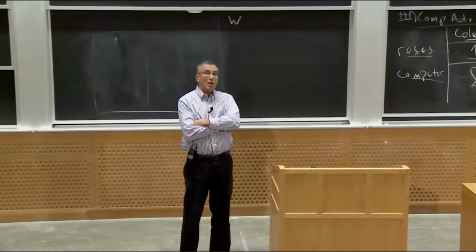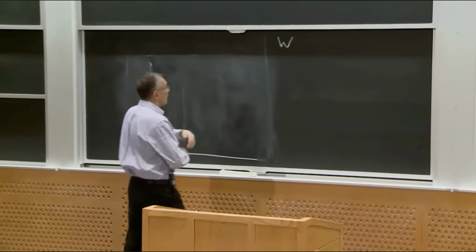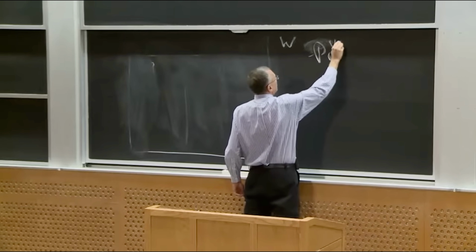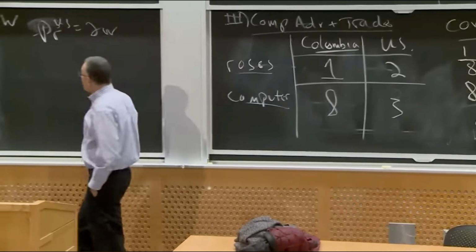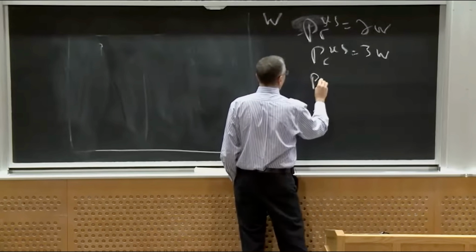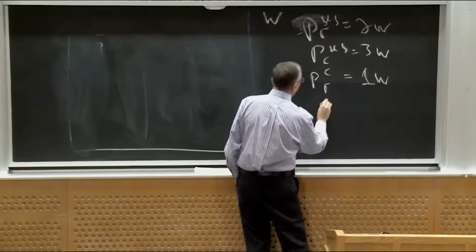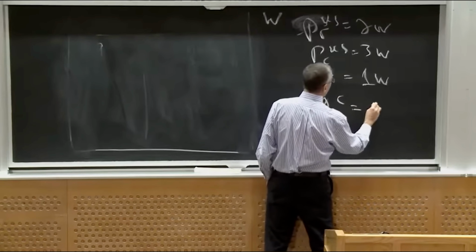Well, what is price equal to in perfect competition? Marginal cost. What's the marginal cost? 2W. So we know the price of roses in the US will simply be 2W. We're done. All I had to give you was this, and you could tell me the price. We know the price for computers in the US will be 3W. We know the price of roses in Colombia will be 1W. And the price of computers in Colombia will be 8W.